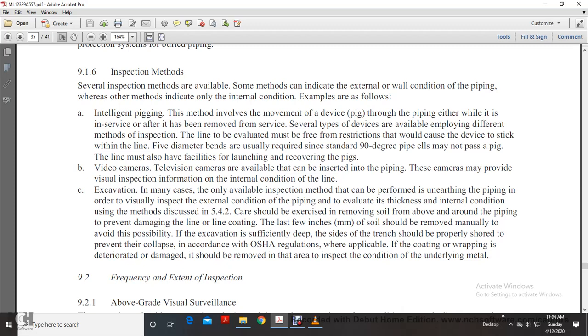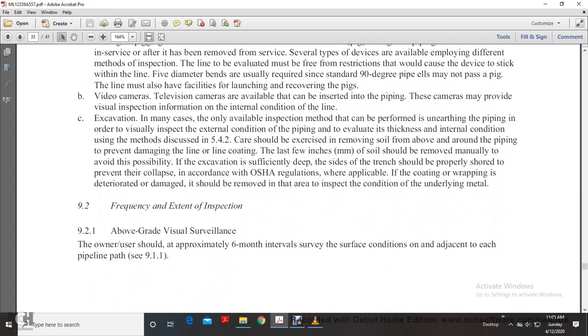Care should be exercised when removing soil from above and around the piping to prevent damage to the line and its coating. The last few inches of soil should be removed manually to avoid the possibility of excavating too deep. The sides of the trench should be properly shored to prevent collapse, in accordance with OSHA regulations where applicable. If the coating or wrapping is deteriorated or damaged, it should be removed in the areas to inspect the condition of the underlying metal.